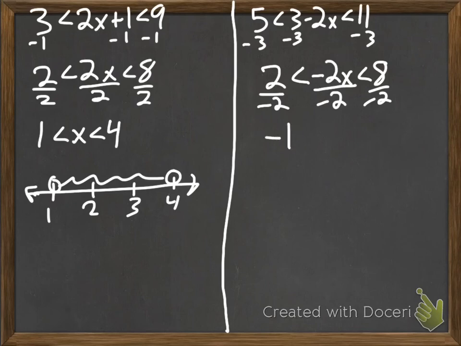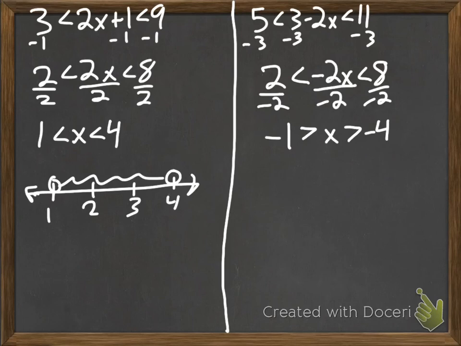So we're going to get -1. This less than is going to become a greater than. x greater than -4. So this says -1 is greater than x, and x is greater than -4.